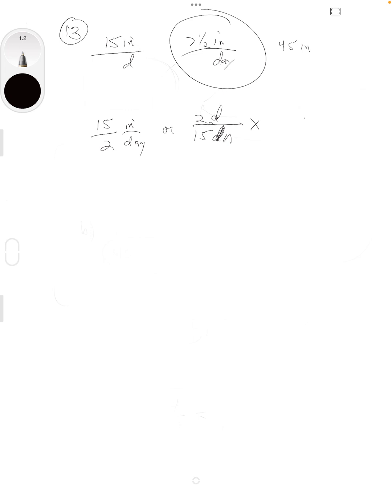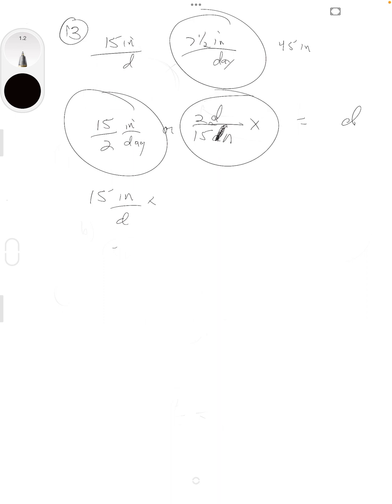So I'm going to multiply it times something to give me, because it's asking how long, days. So which one do I multiply to give me days? Well, I've got inches on the top and days on the bottom. I want days, so I'm going to use this one. So 15 inches per day is equal to, and it says he's going to go times 45 inches. I'm going to use this one. So 2 days per 15 inches times 45 inches.